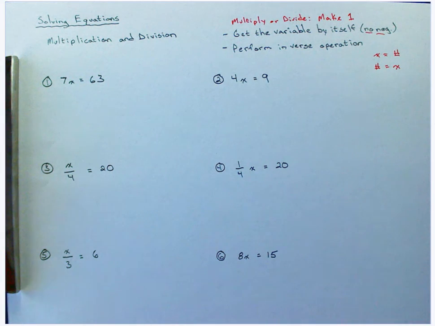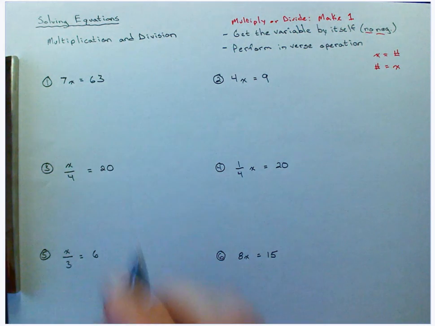So let's begin. Let's look at problem number 1. What I have here is 7x equals 63. I need to get the variable by itself. What is with it? The number 7. What is 7 doing to the variable? It is multiplying. And what's the inverse operation of multiplication? Division. Therefore, I will divide by 7.